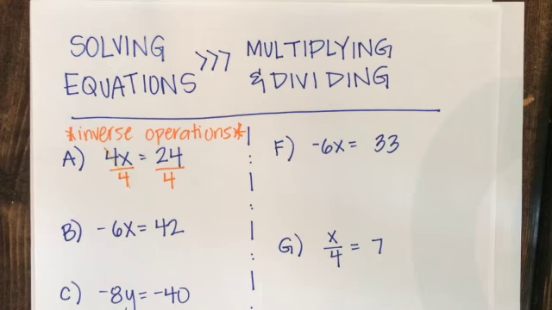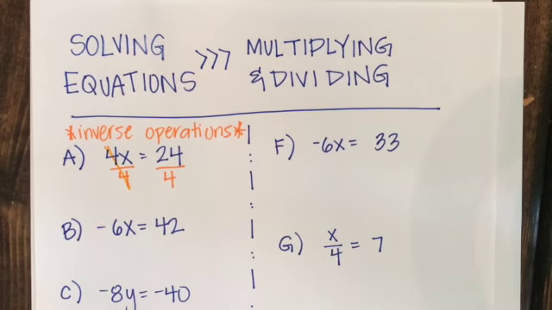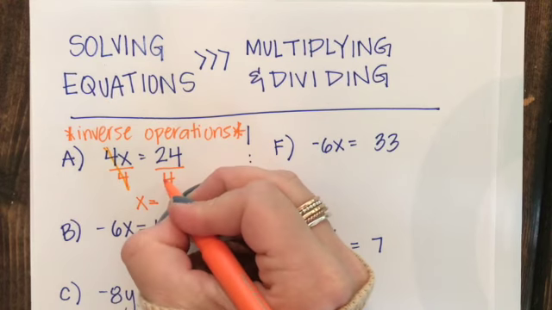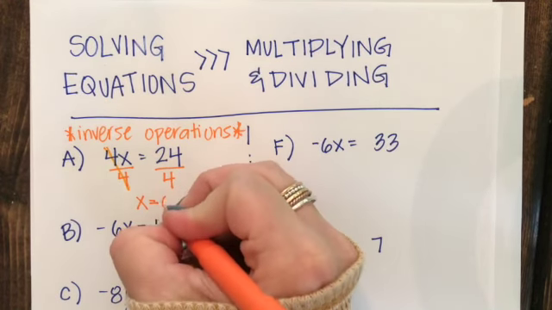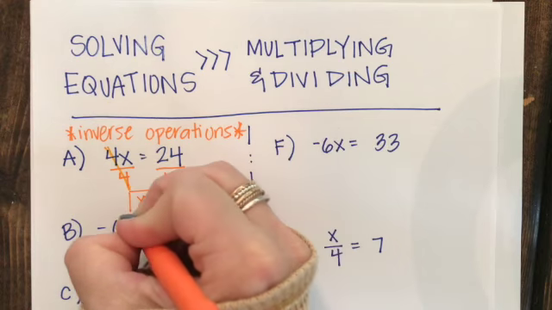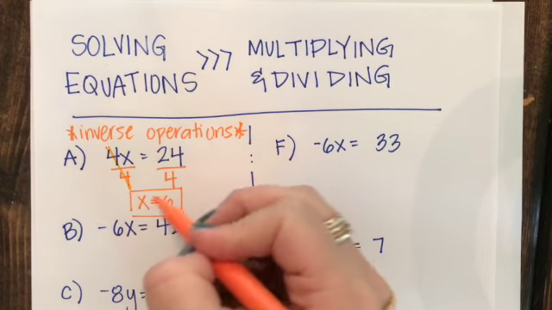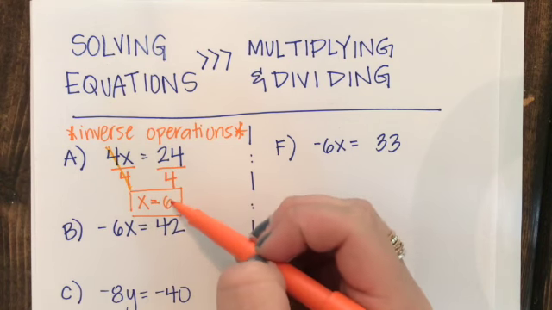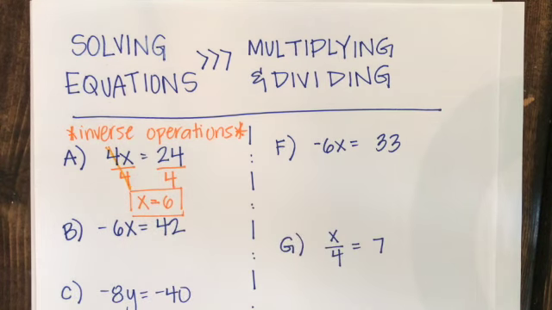So when I do that, 4x divided by 4 is just x. So what I'm left with is x equals 24 divided by 4, which is 6. Okay, you might not even need to do that whole exercise. You might be able to look at it and say, well, 4 times what is 24? Oh, I know that's 6, and that's totally fine as well. Okay, let's look at the next one.